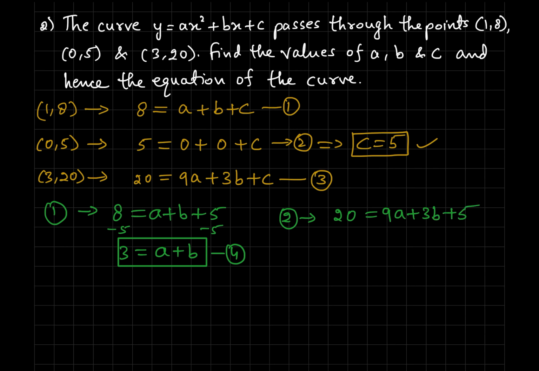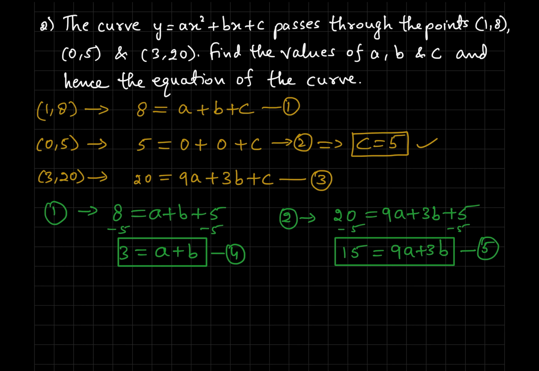5. Now again doing this balancing, negative 5 negative 5. So 20 minus 5 is 15 equals 9a plus 3b. So this way we have got another equation in two variables a and b. Let us number it as 5.